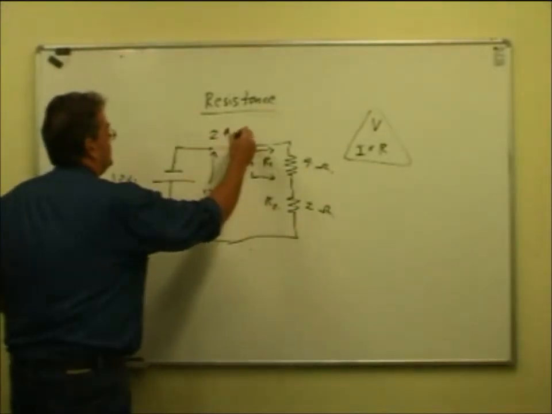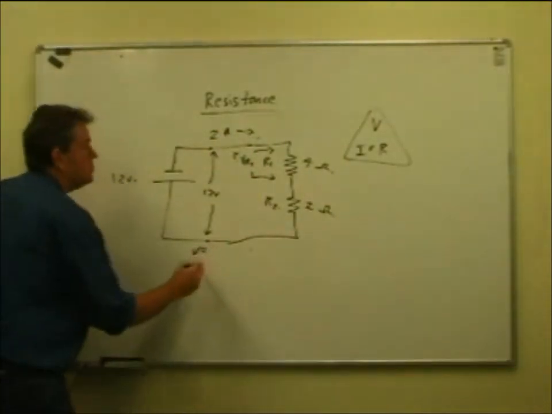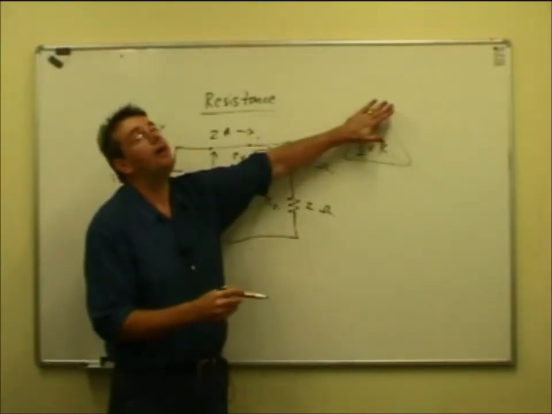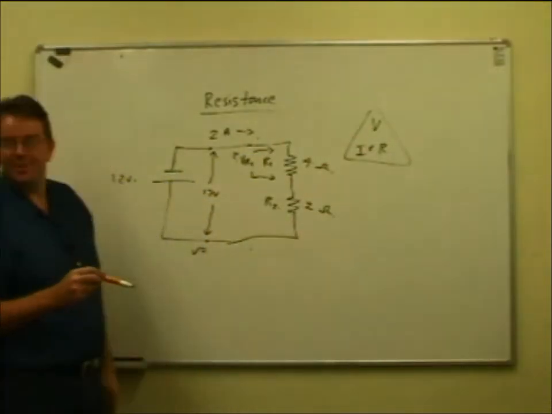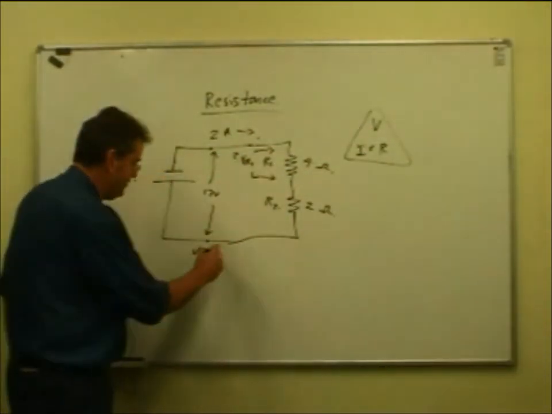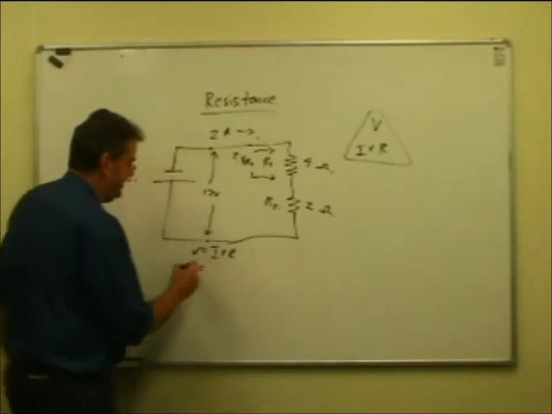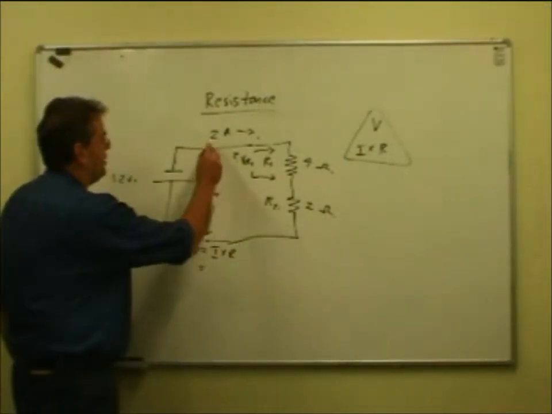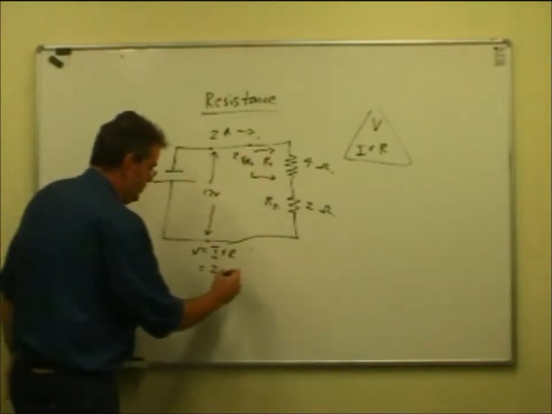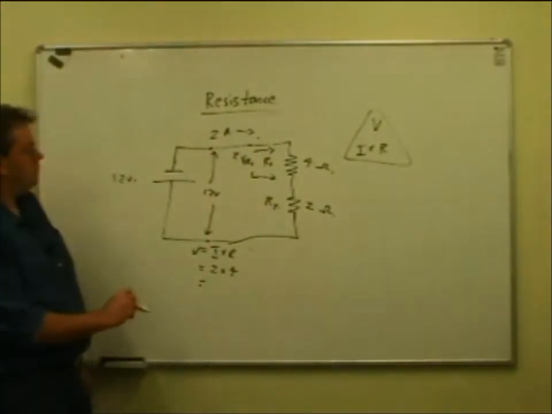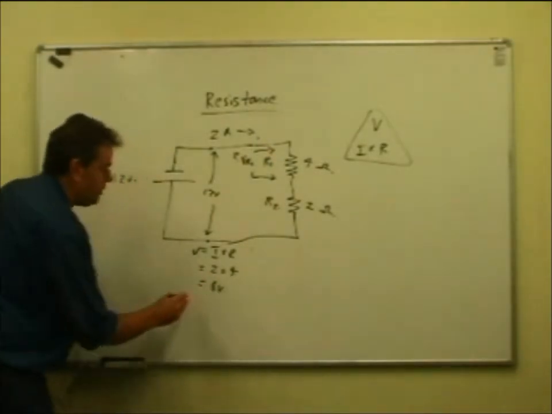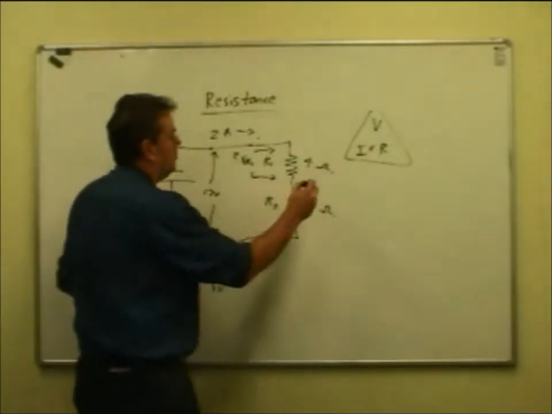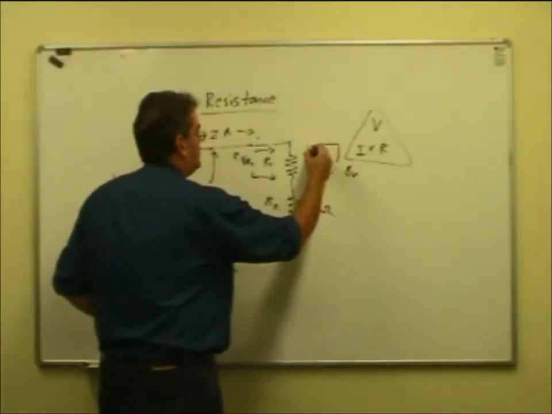2 amps flowing through it. V is equal to what? I times R, yep, that's it. It's nice to get feedback. V equals I times R, which is 2 times 4, which is 8 volts. So if we actually had a voltmeter and put the leads across there, we would get 8 volts across that resistor.